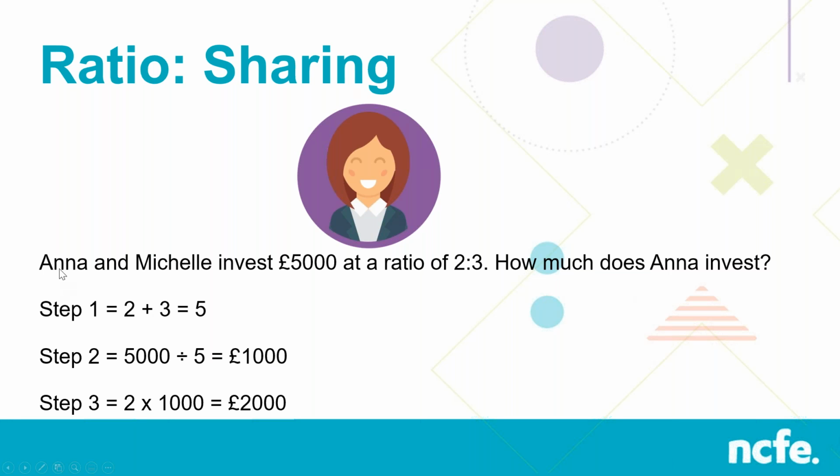And we know that Anna, she's first, Anna and Michelle, so she's 2 to every 3 of Michelle's. So if 5,000 is the total, and we know that one part is 1,000, Anna is 1,000 times 2. So Anna is investing £2,000, whereas Michelle is investing £3,000. And we can check that's right because 2,000 plus 3,000 equals £5,000.